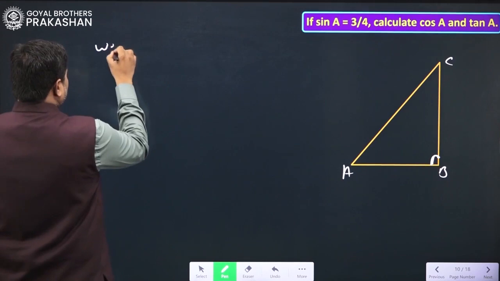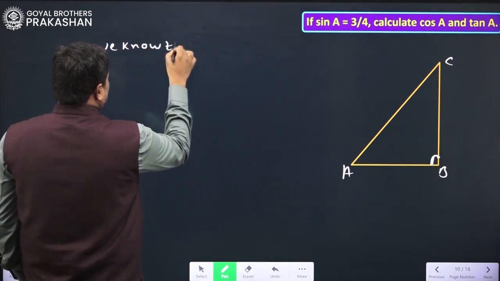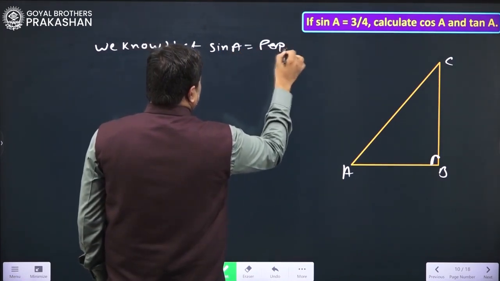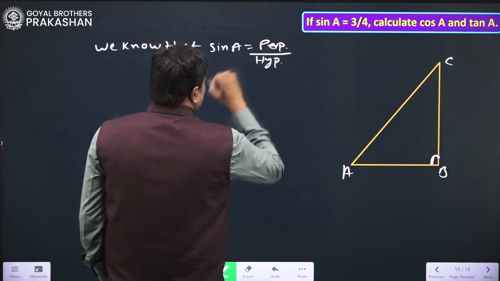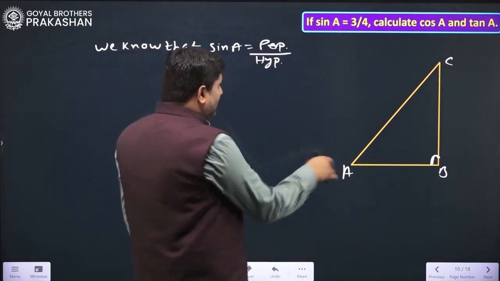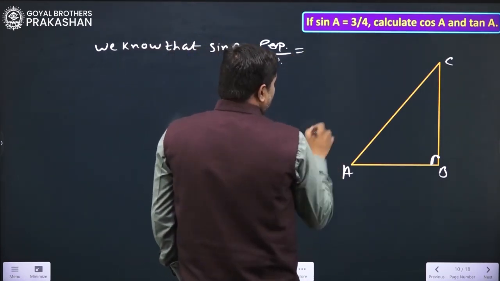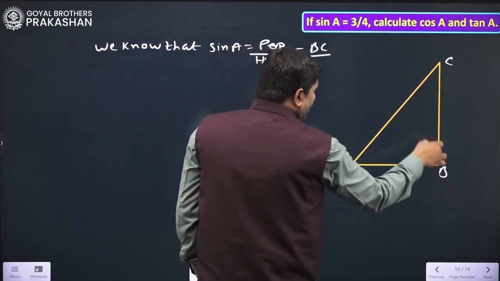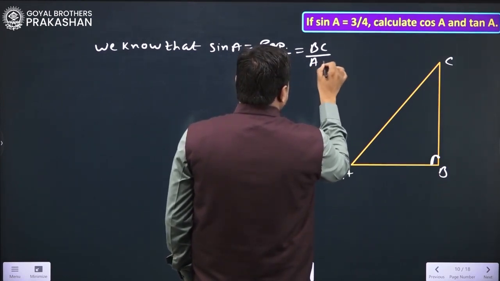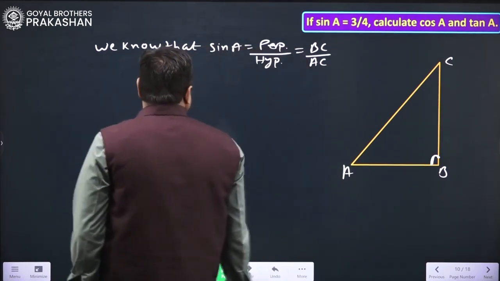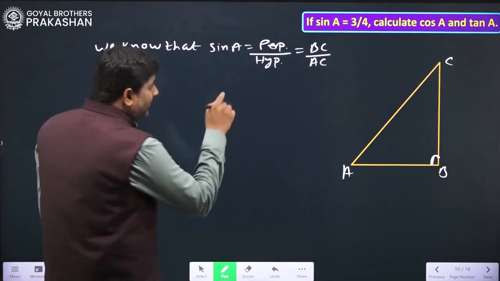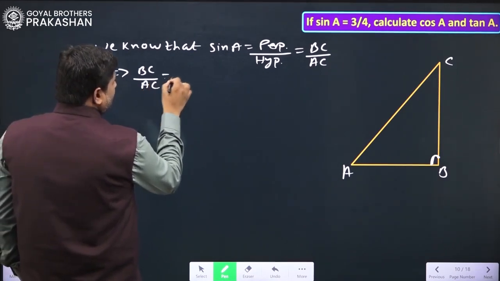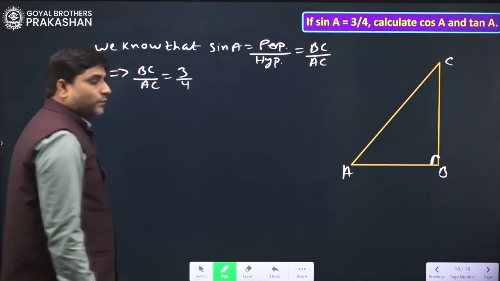We know that sin is perpendicular by hypotenuse. And for angle A in this triangle, it will be BC upon AC, because for angle A perpendicular is BC and hypotenuse is AC. So sin A will be BC upon AC, and it is given as 3 by 4. It means BC upon AC is equal to 3 by 4.